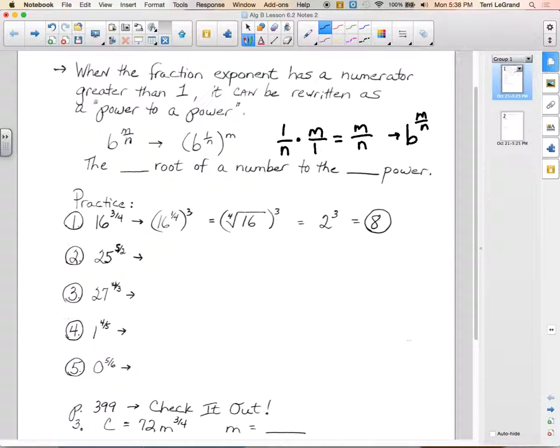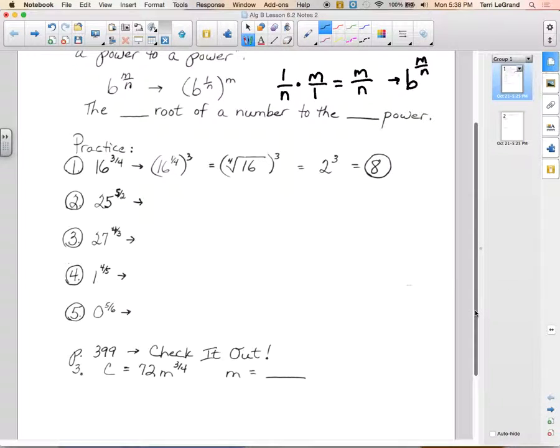So that property helps us to kind of take it apart so that we're able to evaluate and simplify our powers today that have rational exponents with a numerator that's not 1. So when we have b to the m over n power, we're actually looking for the nth root of a number and taking that to the m power. Okay? So look at my first one here in the practice.